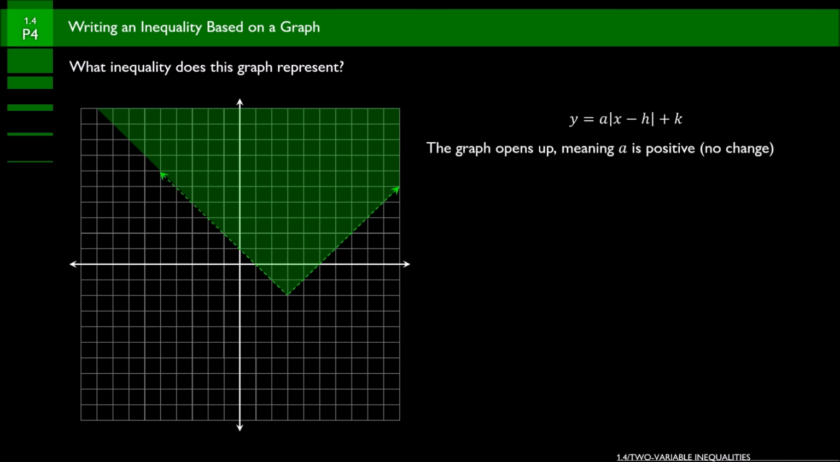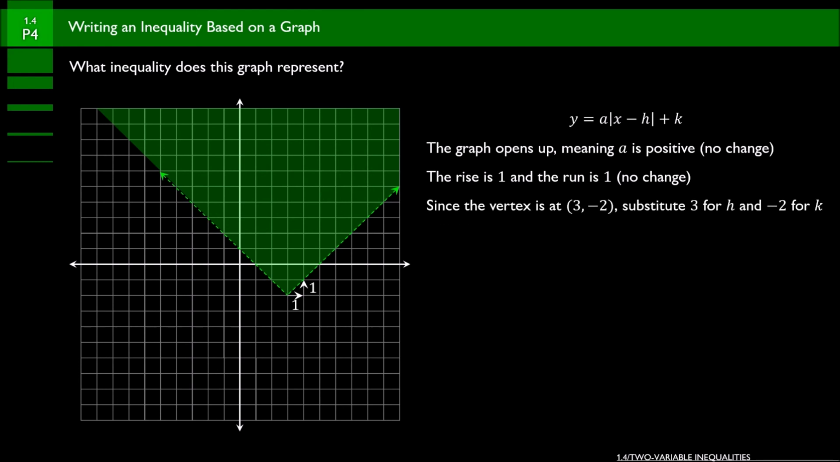Then we check the slope. The rise is 1 and the run is 1. So again, 1 over 1 is 1, so there's no change to a. The next thing we do is we check the vertex, and the vertex of this graph is at 3, negative 2. So we're going to substitute 3 in for h and negative 2 in for k. So we get y equals the absolute value of x minus 3 minus 2.